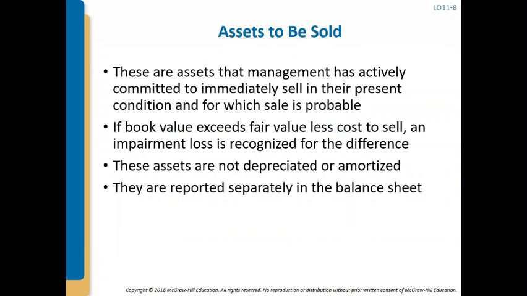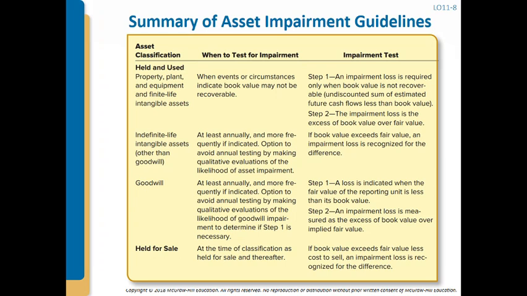If you're holding assets to be sold, again, I think we mentioned this, these are assets that management is actively committed to immediately sell in their present condition and for which a sale is probable. If the book value exceeds fair value less cost to sell, an impairment loss is recognized for the difference. These assets are not depreciated or amortized once they are held for sale, and they're also reported separately in the balance sheet. Okay, so that's a summary of the asset impairment guidelines.